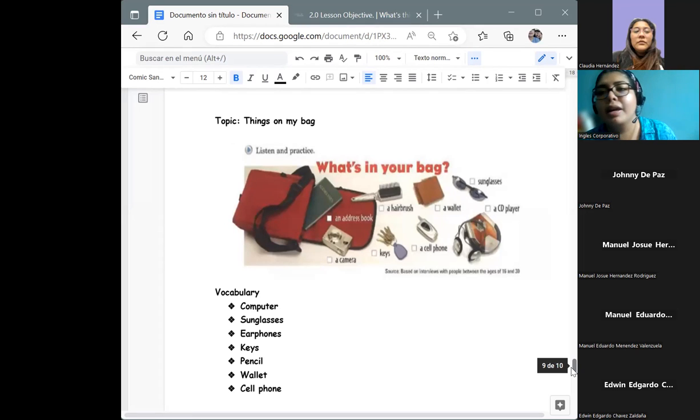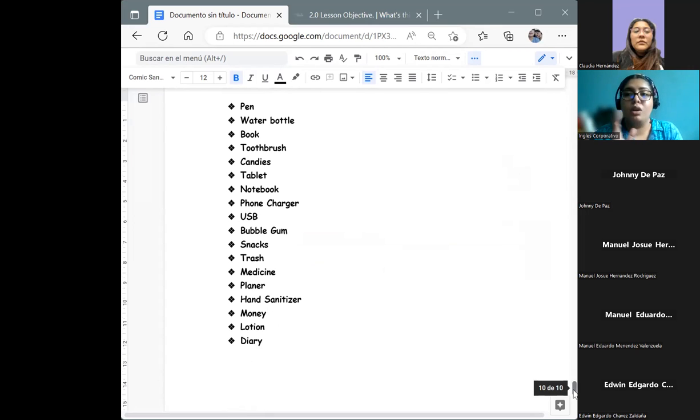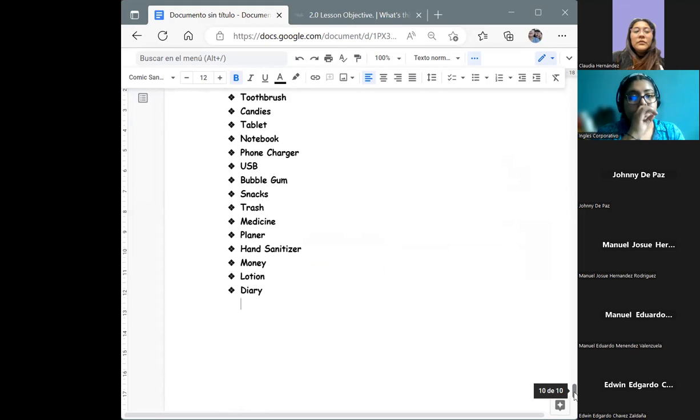En mi mochila sí hay a lot of things, porque es el ambiente en el que nos envolvemos o nos desenvolvemos. So, you have the list here of the things that you use on your bags. So, now, we are going to see the next topic. Vamos a ver el siguiente tema. En este caso, la primera era el vocabulario y el siguiente es un tema de gramática. But let me check something. Solo déjenme revisar algo y continuamos.